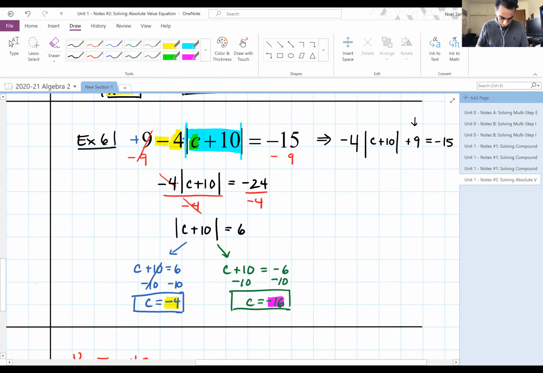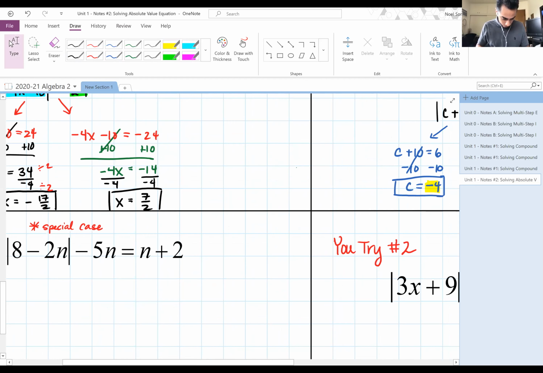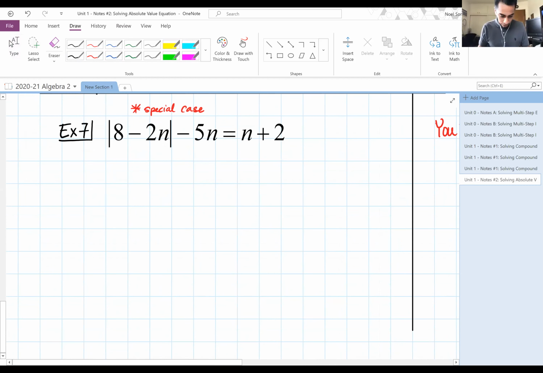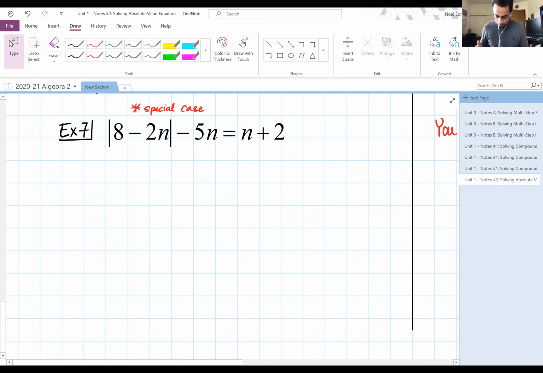All right, let's move on to number 7. Number 7 is a special case. It is a much more challenging type of absolute value equation. So we'll take a look at this.